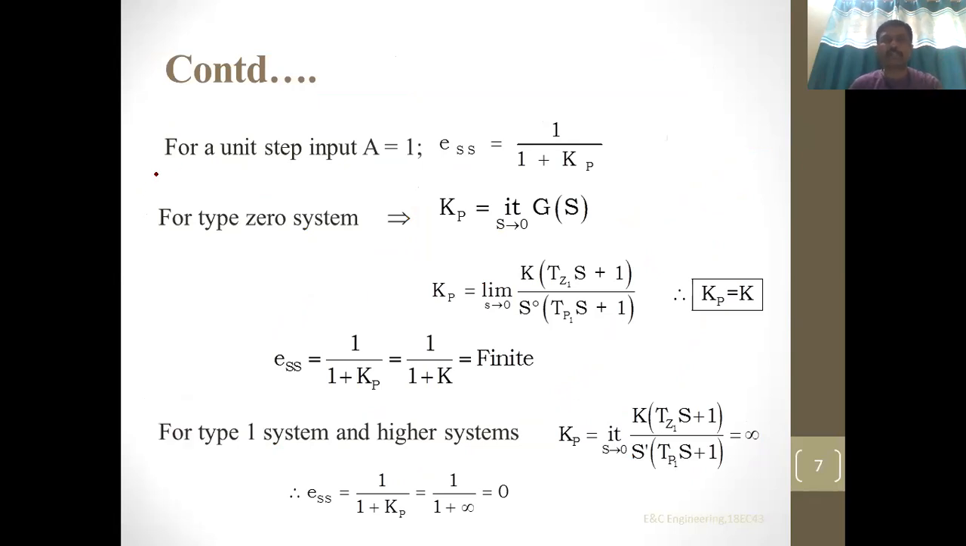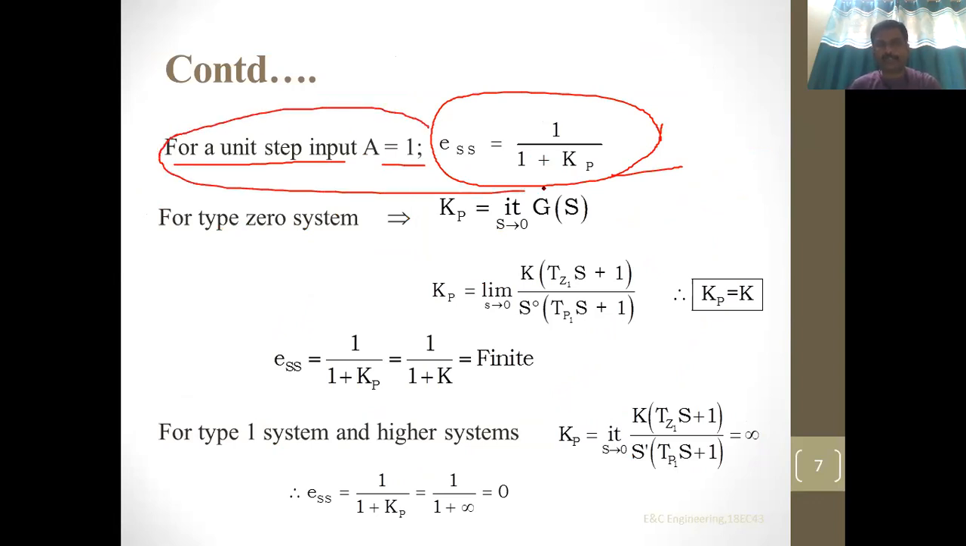Next, if I extend the discussion, the earlier expression we had was for step input. Now this is unit step. For unit step input, A is 1, thereby what is the steady state error? It takes the form A equals 1, thereby 1 divided by 1 plus Kp. Did you get my point? This is the overall steady state error for unit step input. Similarly, we had it for step input.